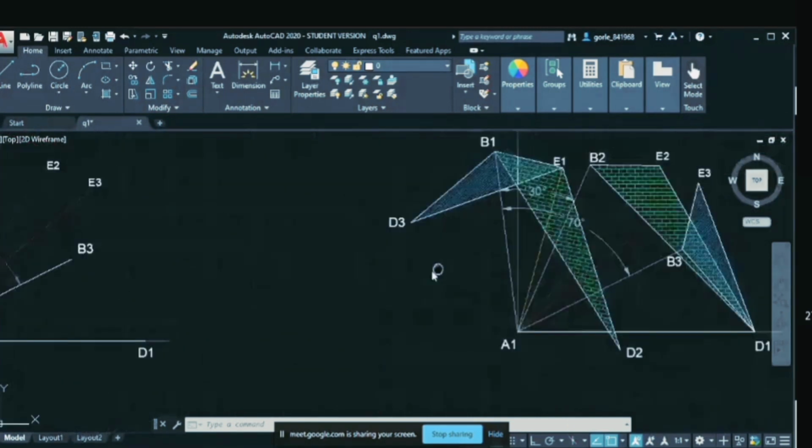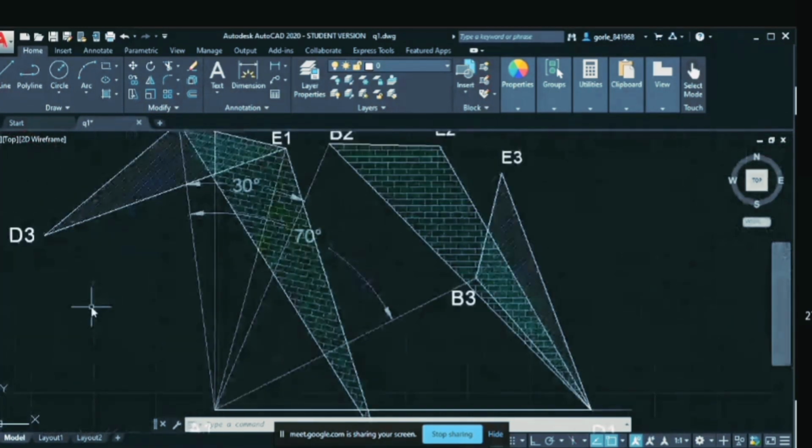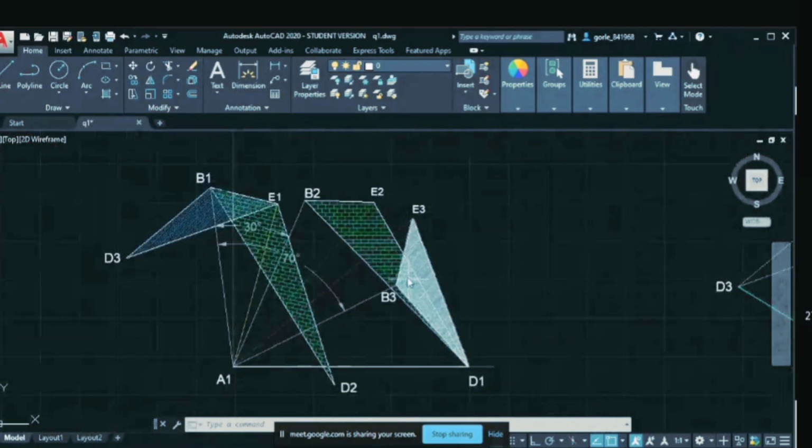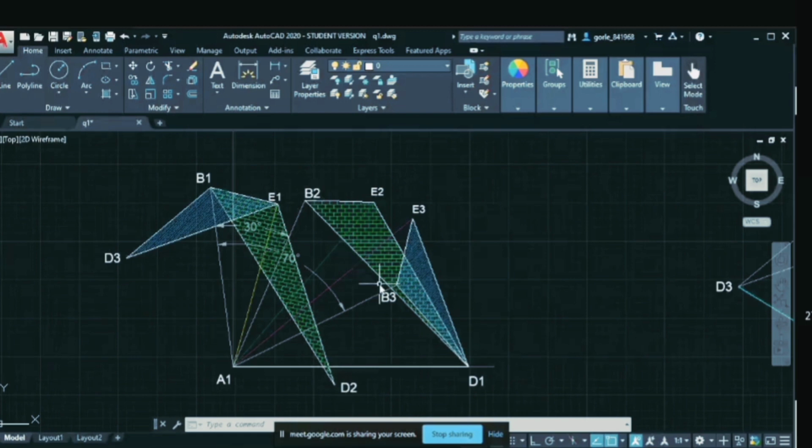Moving on to the next step. So far we have marked E1, E2, E3, B1, B2, B3 and A1. Next we need to find D1, D2, D3. In order to do that, firstly we have to select a point randomly at a suitable distance, a pivot D1 of the fixed link. Now we need to construct a triangle E2, B2, D1.